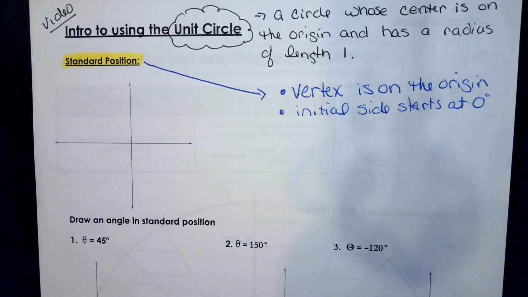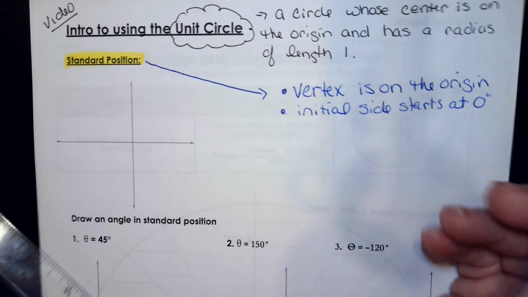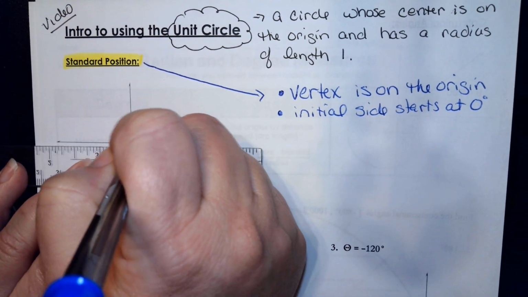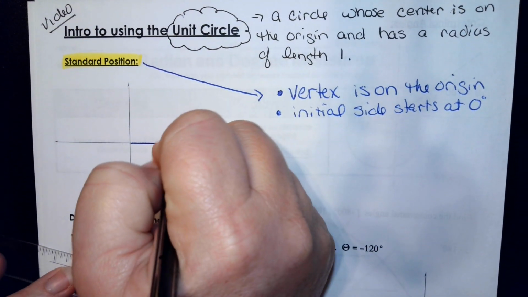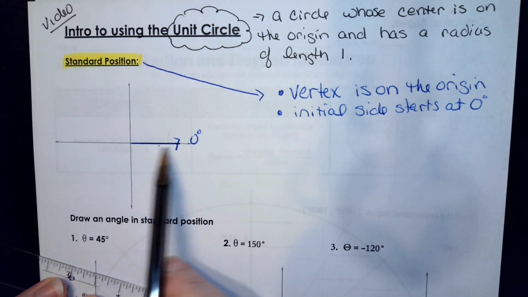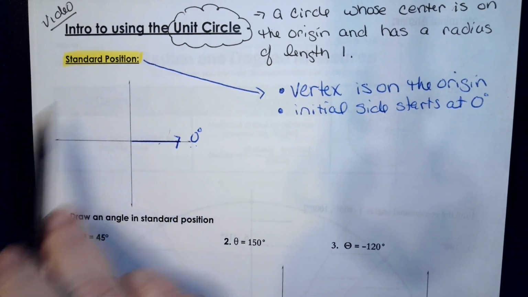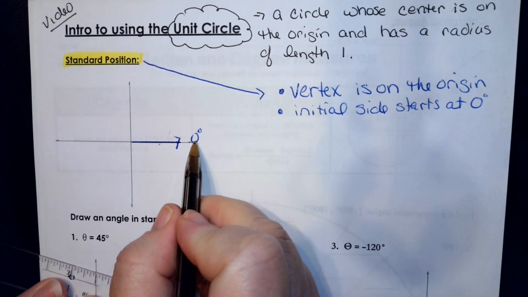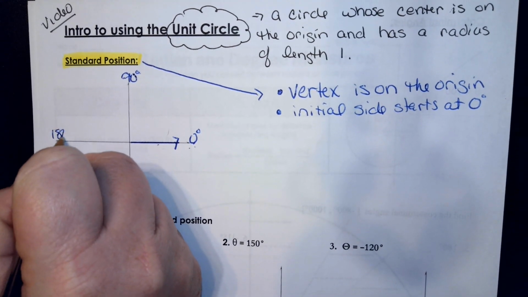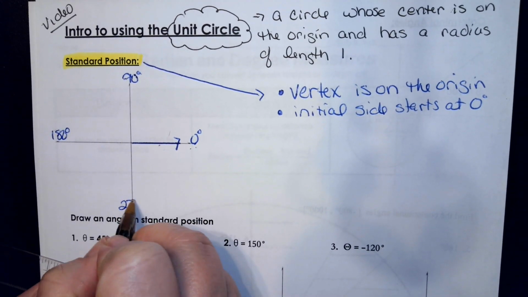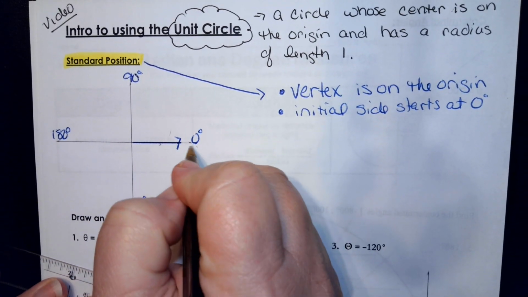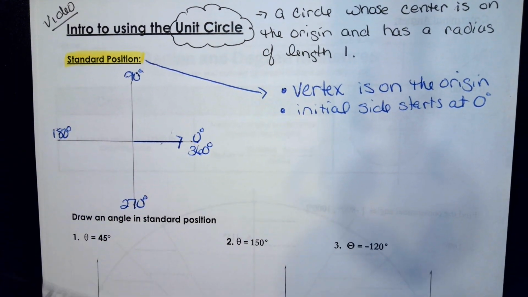Alright, so here we have our coordinate plane. So let's see what angle in standard position is going to look like. Alright, so it's going to start at 0 degrees. So here our initial side is at 0 degrees. Now remember that the quadrants, each quadrant is 90 degrees. So if that's 0, this is 90 degrees. This would be 180 degrees. That would be 270. And completing the whole rotation, we'd end up at 360 degrees.